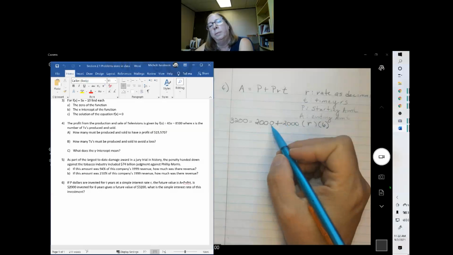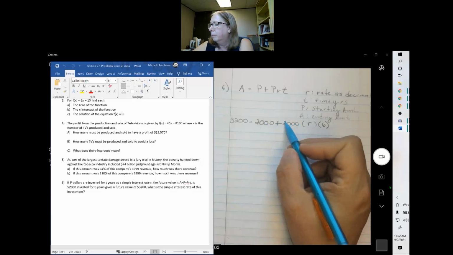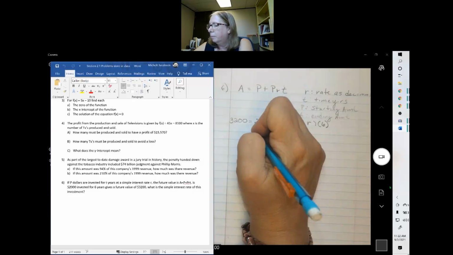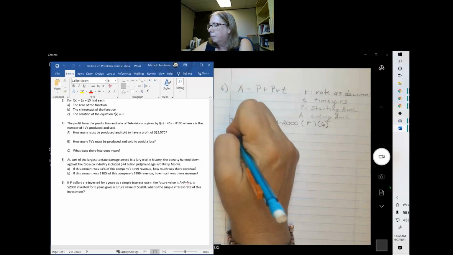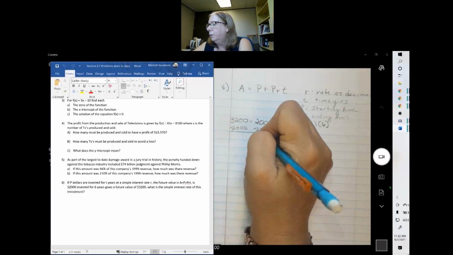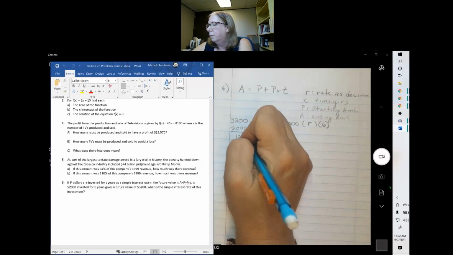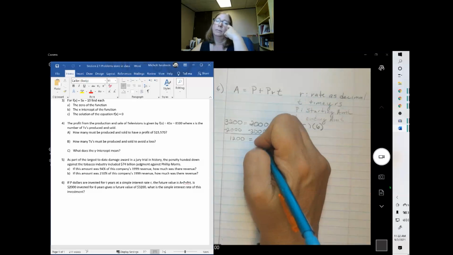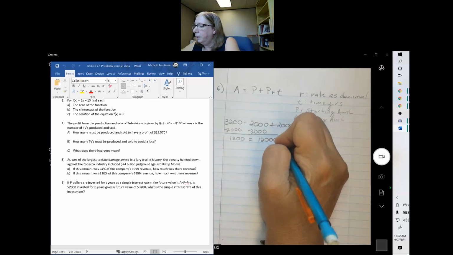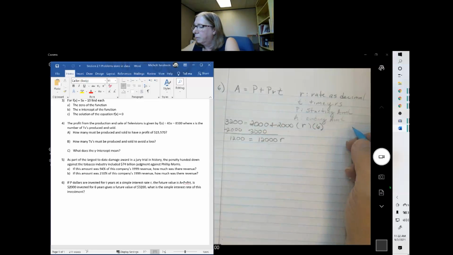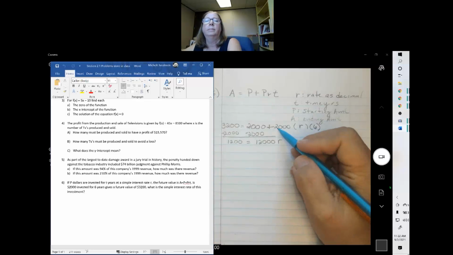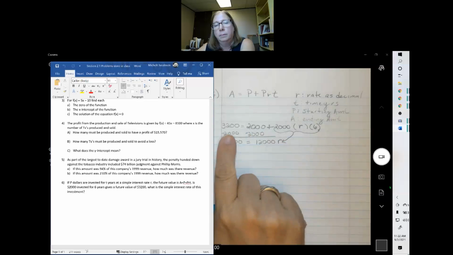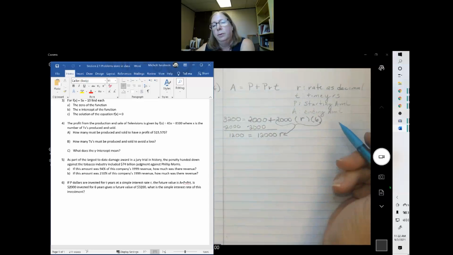Well, then to solve this, two terms here, this one has the variable. So we'll get rid of this first by subtracting it. And then 2,000 times 6 is 12,000 R. So I multiplied these together and I subtracted that over. Any questions on that part?